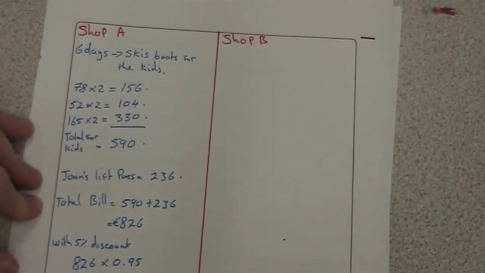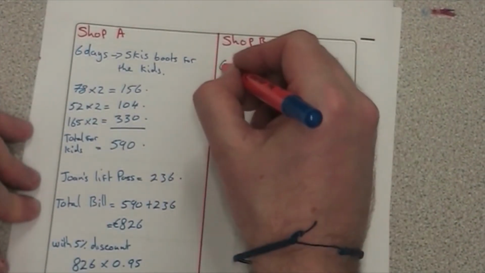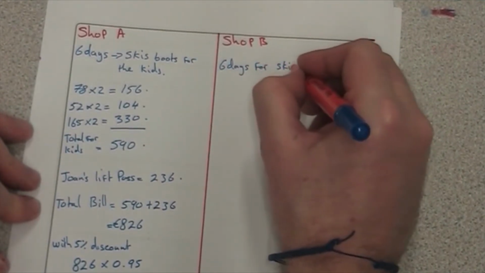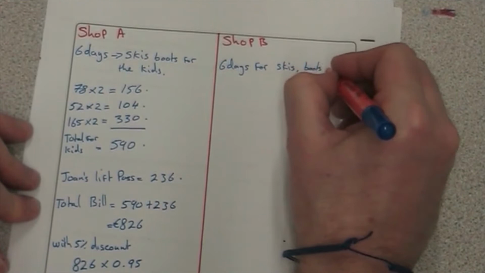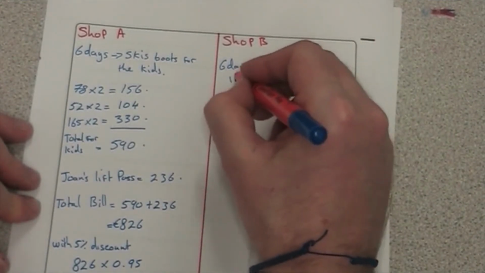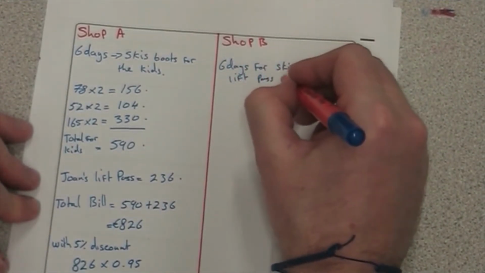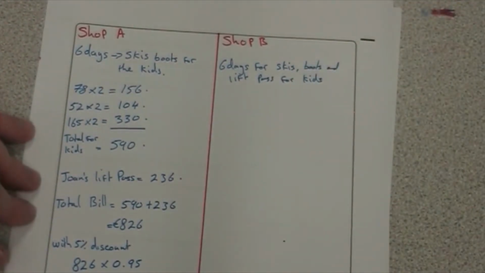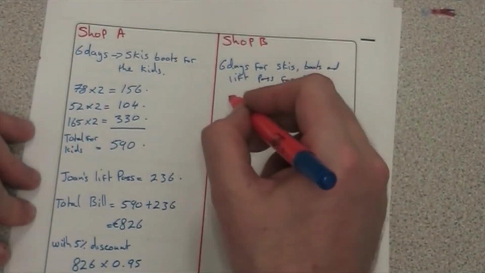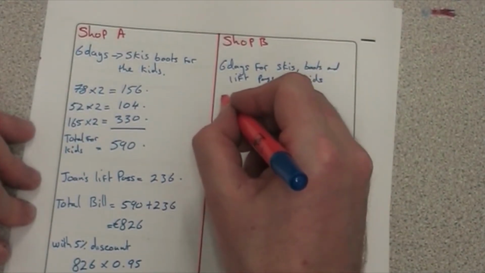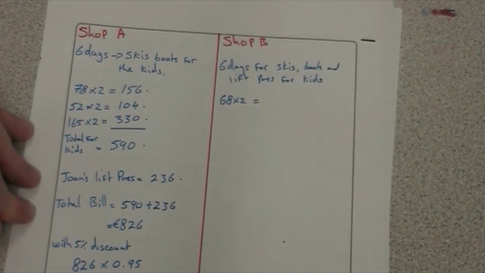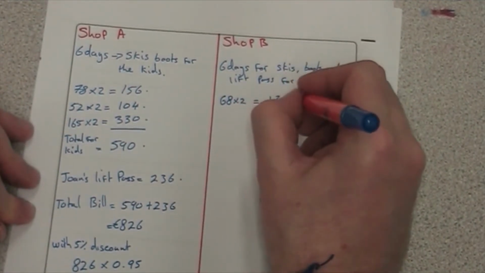Now we go to shop B. We do the exact same thing. So we do 6 days for skis, boots, and lift pass for the kids is as follows. From our table, we can see in shop B that ski hire for 6 days is 68 euros. But because there are 2 kids, we can multiply this by 2. And that gives us 136 euros.